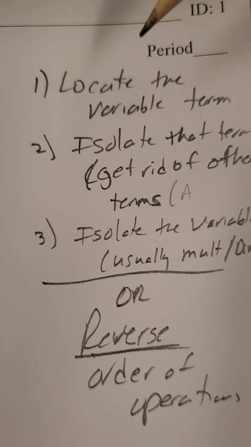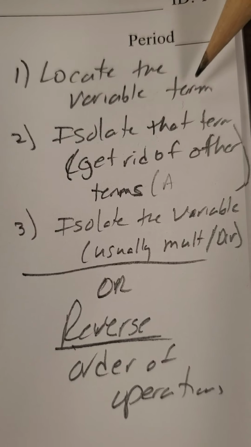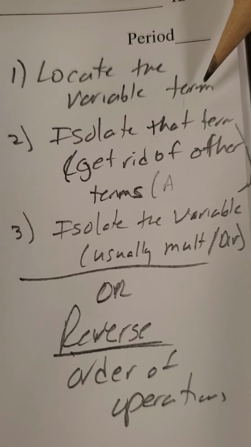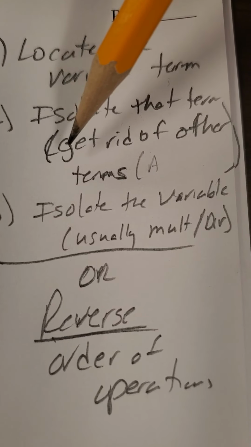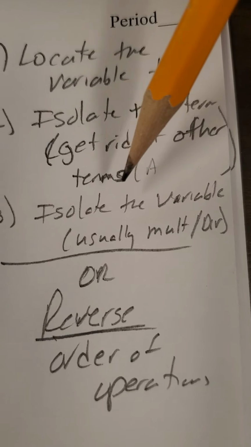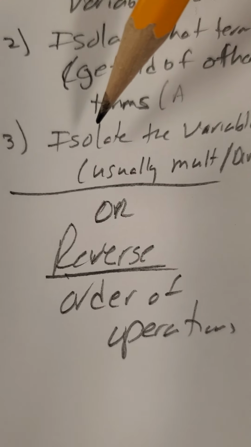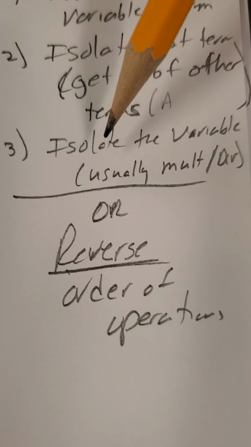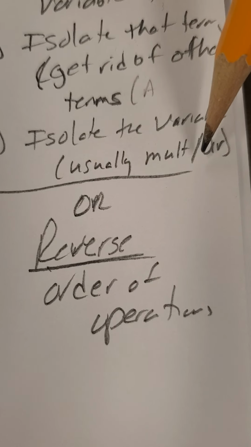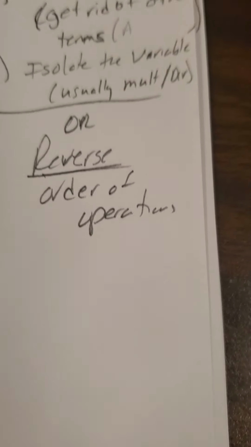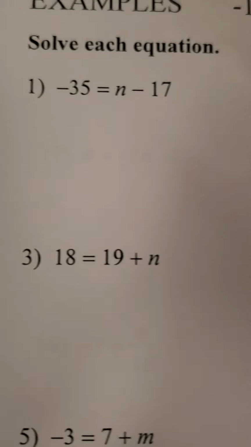There are a couple of different strategies. Some people locate the variable term first. Once you know where the variable term is, you isolate that term, that is, get rid of the other terms. Then once you've got the variable term isolated, you isolate the variable, usually by multiplying or dividing on the last step. Or another way of saying it is to use reverse order of operations. I'll try to explain it both ways as I do problems.